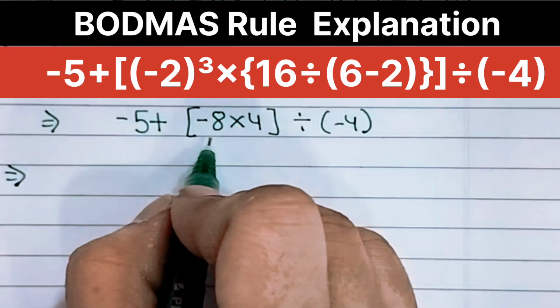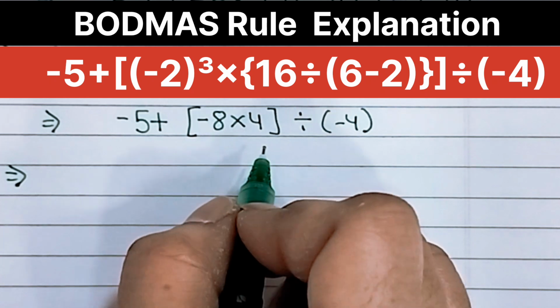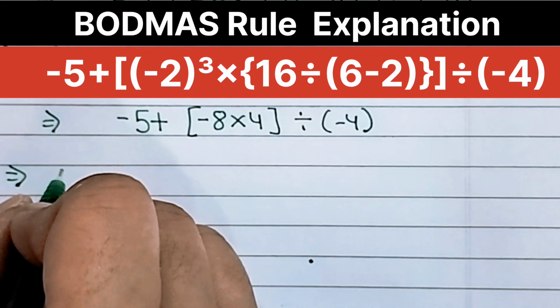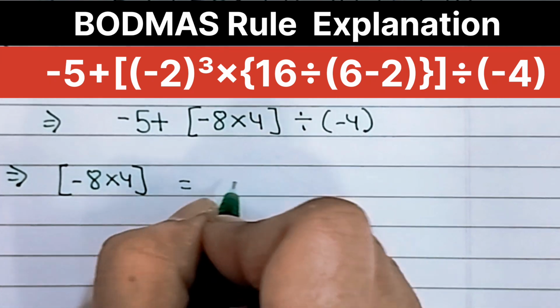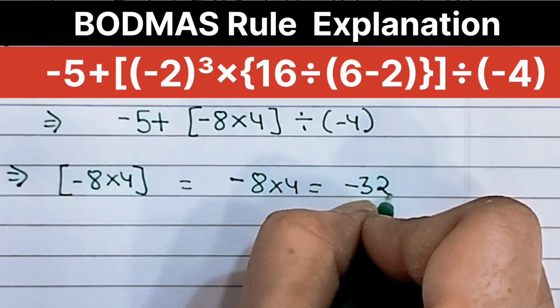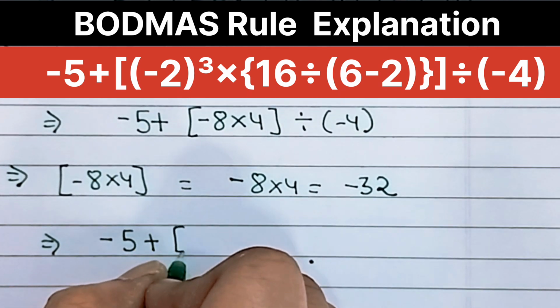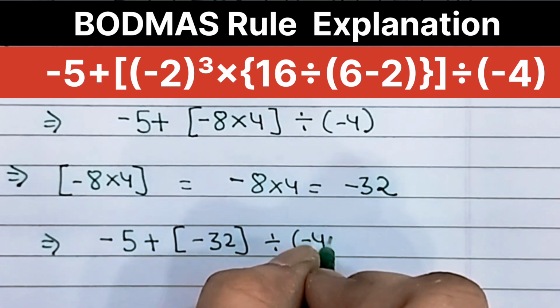Now solve the square brackets. Multiply within the square brackets. We must clear all the bracketed terms before moving to the external operations. So minus 8 multiplied by 4 equals minus 32. Now the expression becomes minus 5 plus minus 32 divided by minus 4.